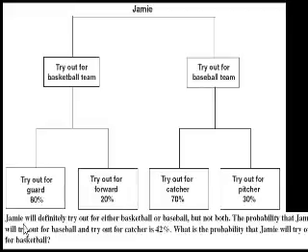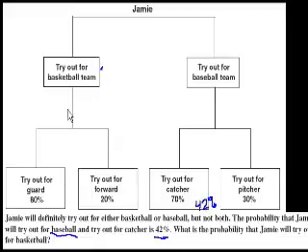The probability that Jamie will try out for basketball and try out, I need to learn to read. The probability that Jamie will try out for baseball and try out for catcher is 42%. So this probability is 42%. Right? Baseball and catcher. What is the probability that Jamie will try out for basketball?